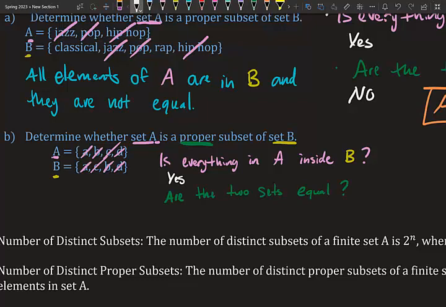They are equal. They're the same set. A, B, C, D. It doesn't matter the order. They have the same elements. Therefore, they're equal. So because we answered yes for if they're equal, they are not proper subsets. So we say A is not a proper subset of B.